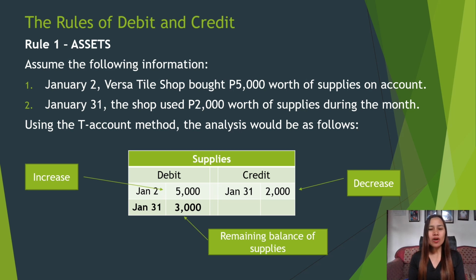So, the balance now, as of January 31, the balance of supplies amounts to 3,000 pesos. So, 5,000 beginning balance as of January 2 less the amount of supplies being used, 2,000, equals ending balance as of January 31 amounting to 3,000 pesos. So 3,000 pesos will now be the remaining balance of supplies, unused supplies for the month.